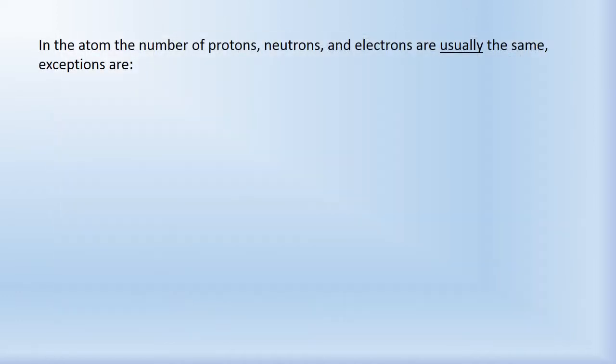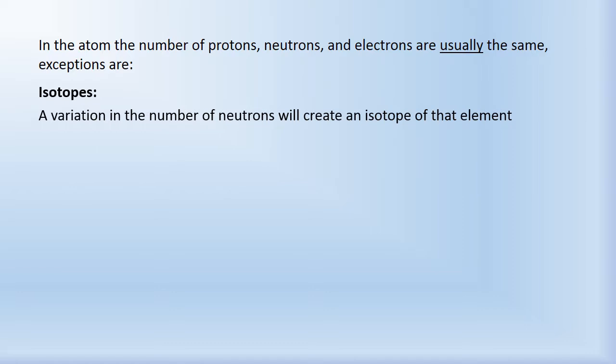In the atom, the number of protons, neutrons, and electrons are usually the same. Remember, protons and neutrons are in the nucleus, and electrons orbit the nucleus. And remember that the number of protons gives the element its atomic number. The exceptions are isotopes. In isotopes, there is the same number of protons in the nucleus as the atoms of that element, but they have a different number of neutrons. The electrons stay the same.